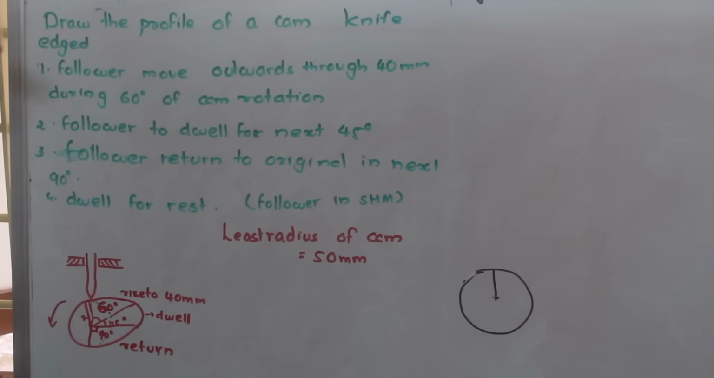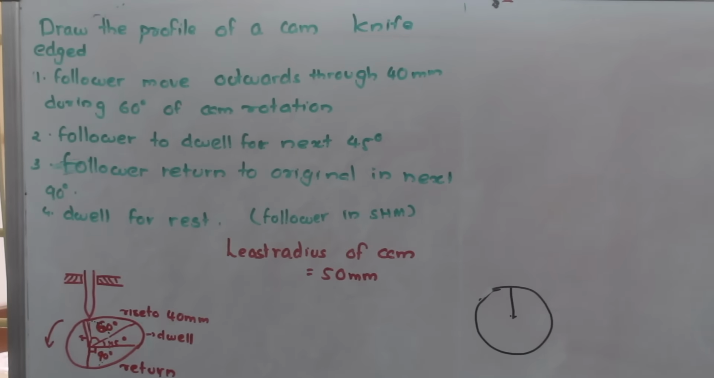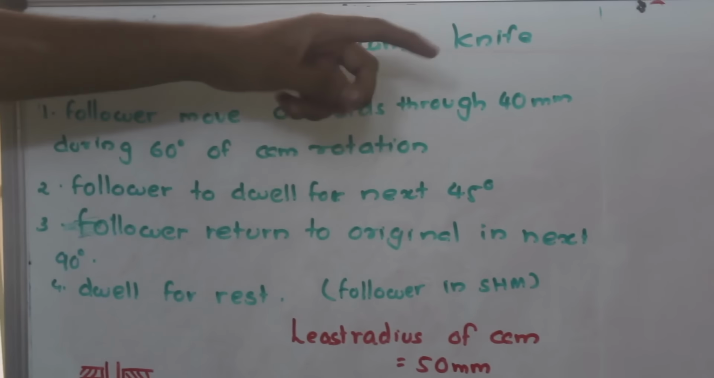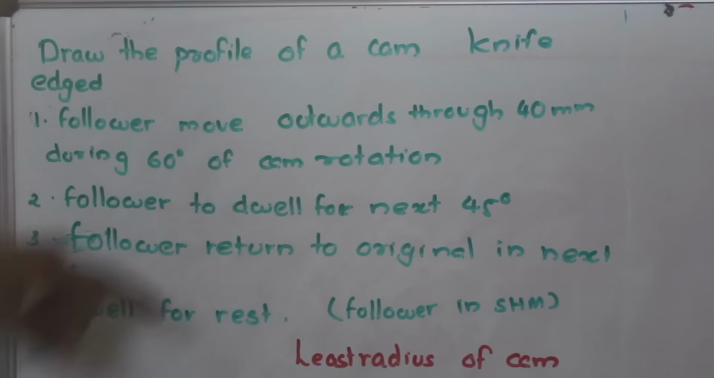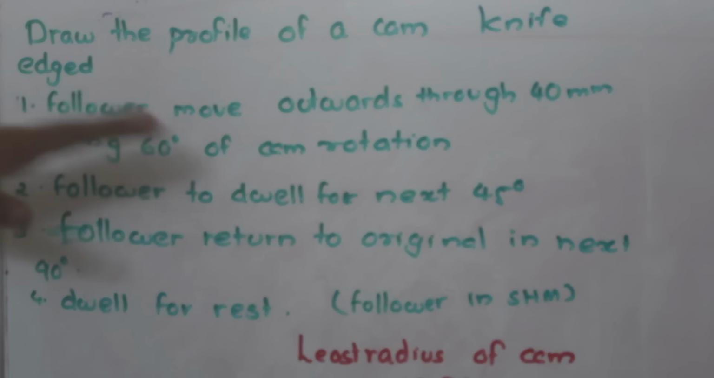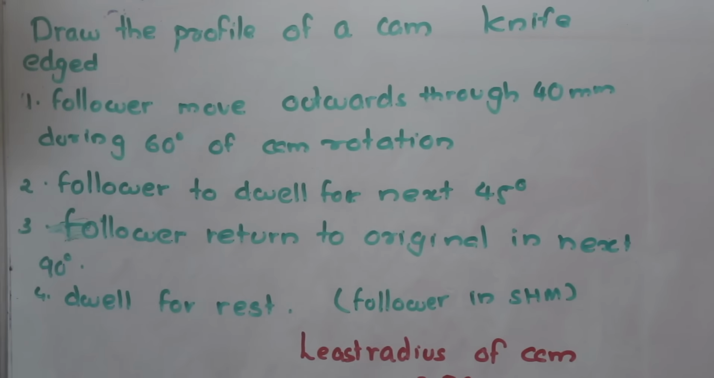So we are going to study how to draw a cam profile. First, let us discuss the question. A profile of a cam, knife-edged follower is being used. Follower is this one. So first thing is, the follower moves outwards through 40 mm during the 60 degree of cam rotation. Right? So this is the follower.